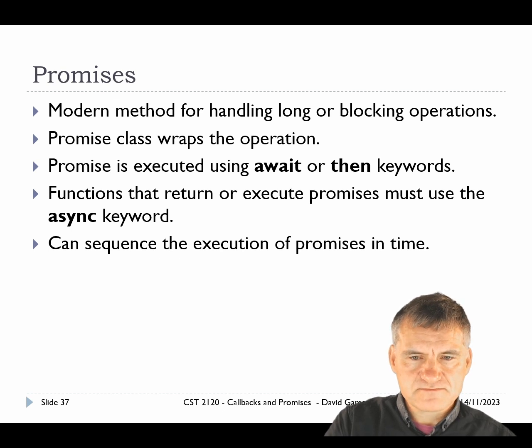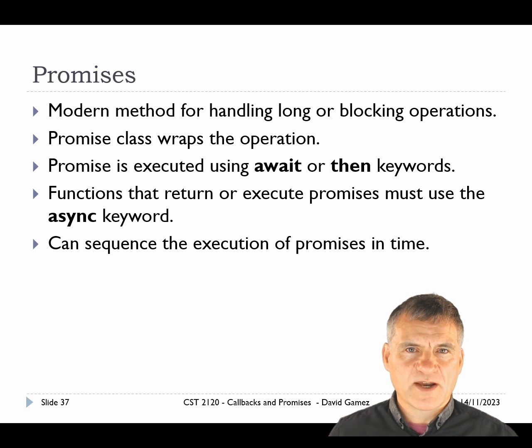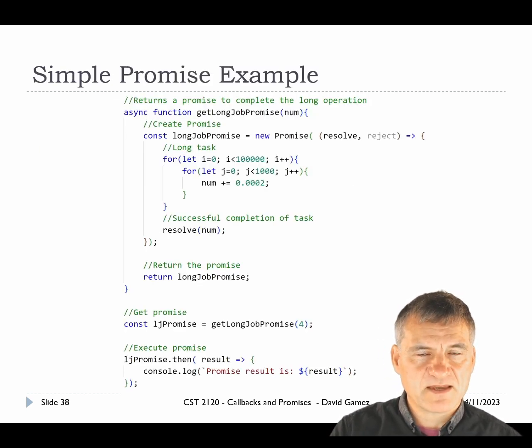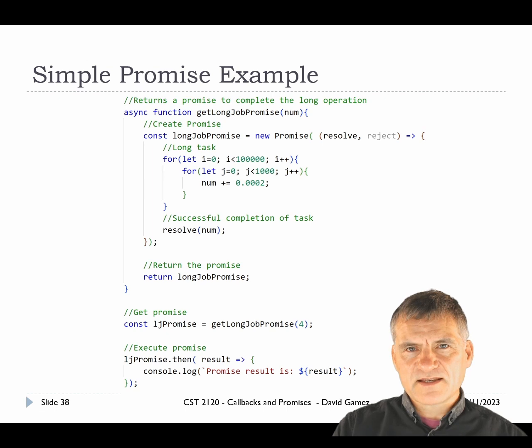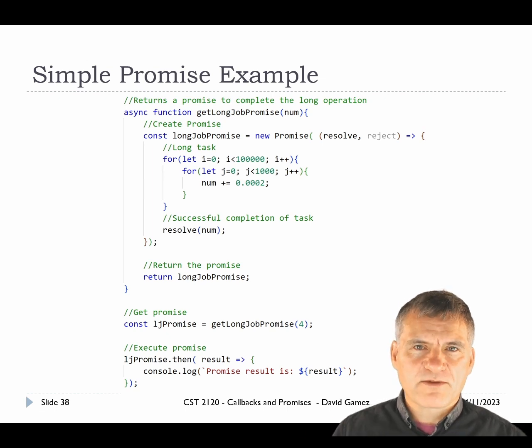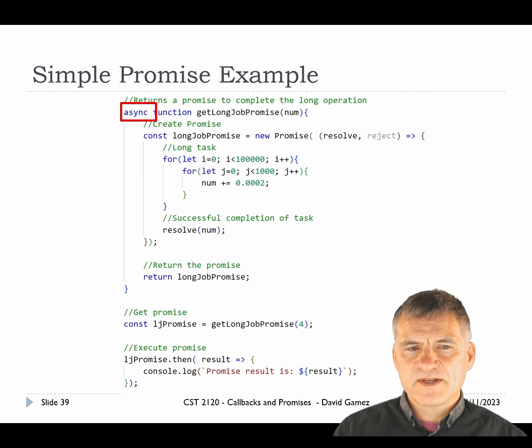Yeah. And so the key thing about promises is we can sequence their operation in time. That's the big advantage that they have over callbacks. Well, obviously callbacks can do that, but not in such a nice way. Yeah. So this is a slightly artificial example, but I'll talk you through it just to show the idea behind promises.